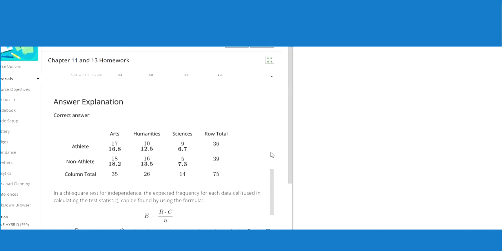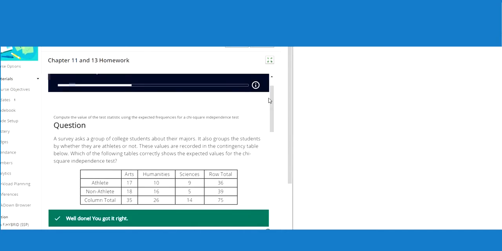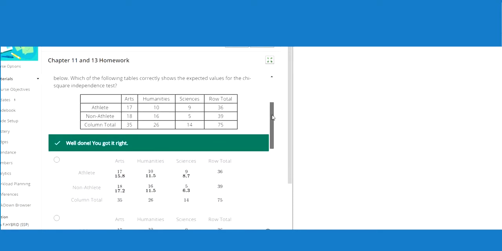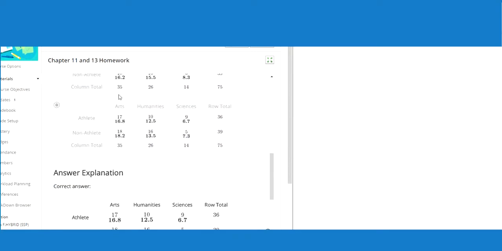Okay, sorry, I always cut the video off. I never know when there's going to be more than one part in Newton. The first part of this problem, we were supposed to find the expected values for each of these cells in the table. Luckily we found one, and that was enough to eliminate all the other options. So this is the expected value.